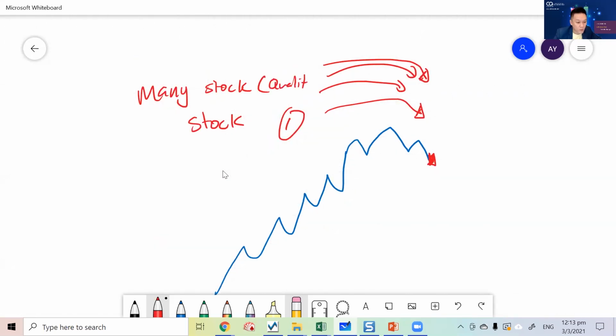What do you mean by quality? Quality means, for example, Apple. Is Apple a quality company? Yes, Apple is a quality company, a good company. So if many such stocks turn down, then this is the market. So how do we see whether the market is turning down? This is the idea.